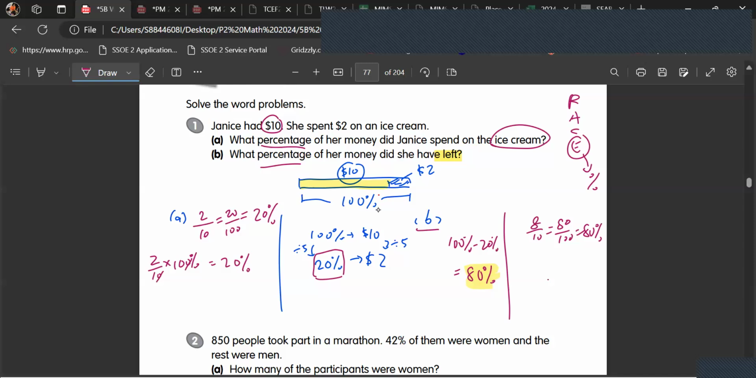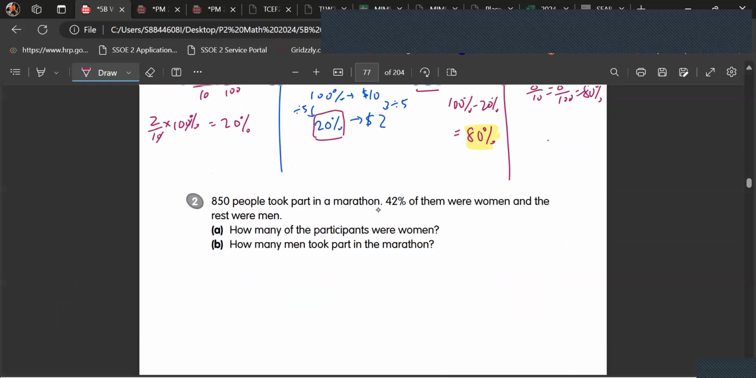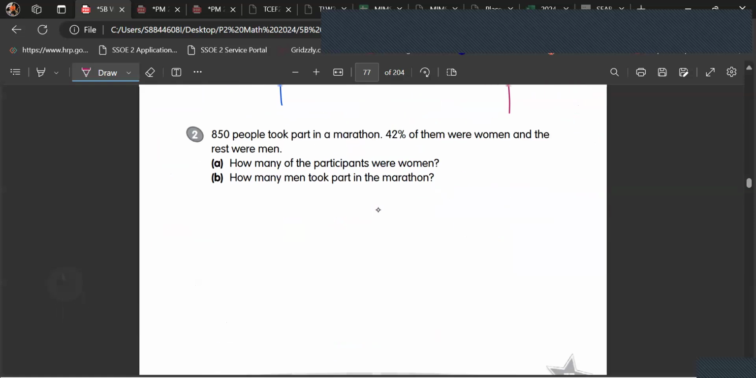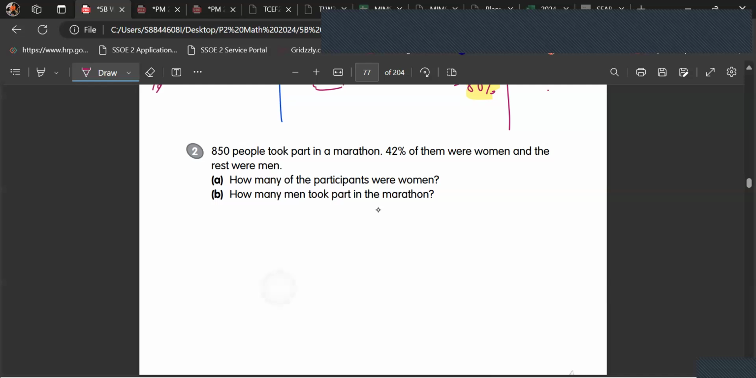So how much for A? I do by fraction. How much for B? I do by rate, the ratio. Okay, move on. Done already? Pretty easy, right? Just one question. Okay, next one. So there's part A and part B.